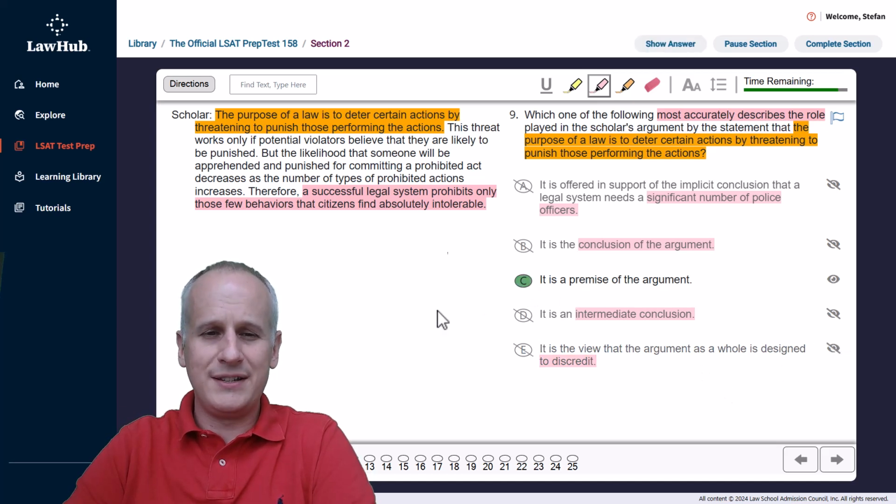And of course, choice C is correct because even though it's broad, the orange statement really is just presented as a premise for that conclusion in pink.